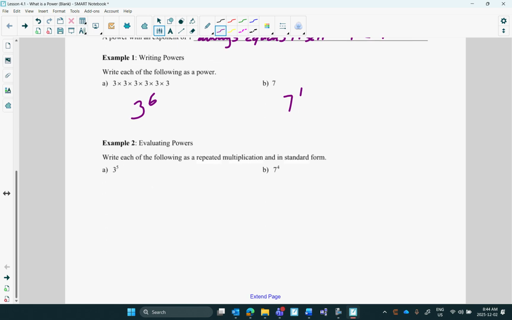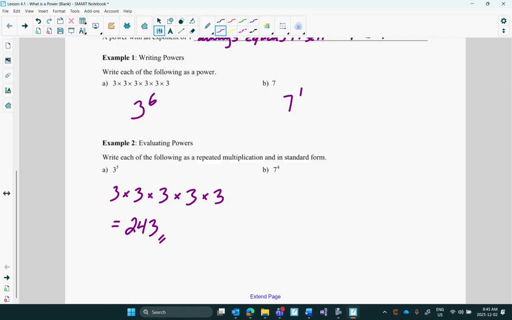Three to the 5th means what? 3 times 3 times 3 times 3 times 3, which equals 243. Okay.